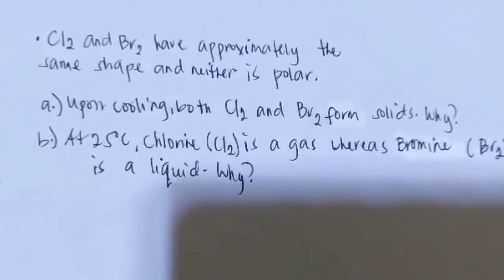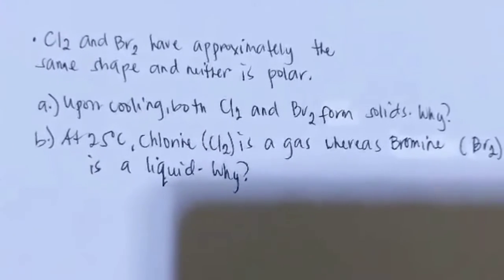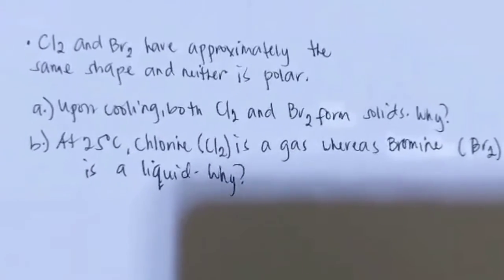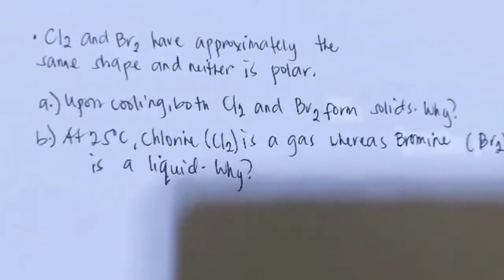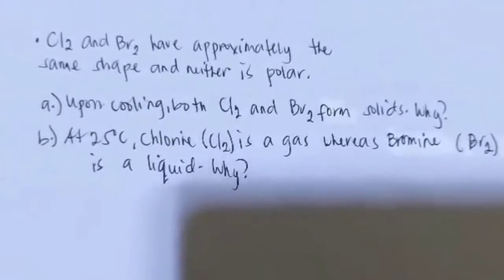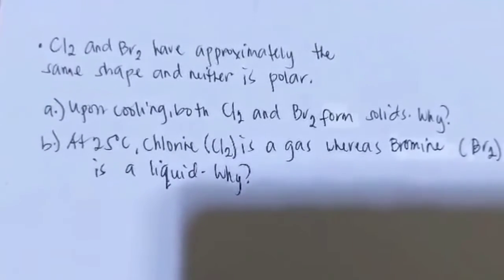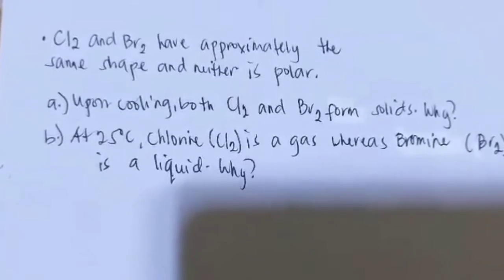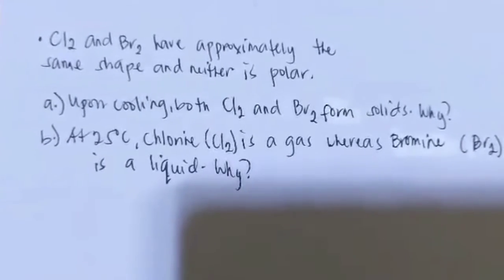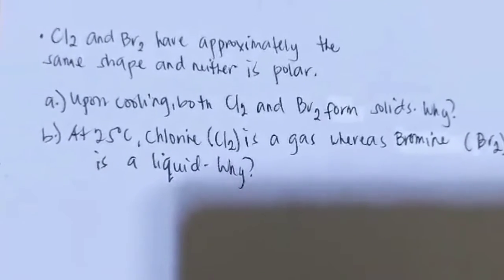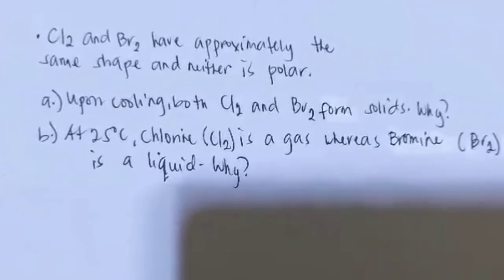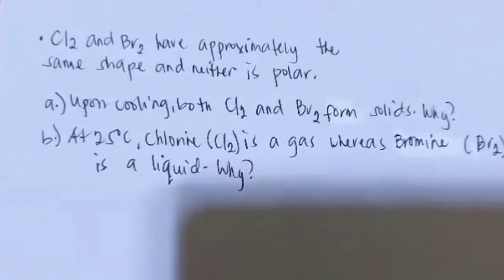B. At 25 degrees Celsius, chlorine is a gas whereas bromine is a liquid. Why? Because London dispersion forces between the larger bromine molecules are sufficient to cause them to form a liquid at 25 degrees Celsius, whereas London dispersion forces between the smaller chlorine molecules are not.